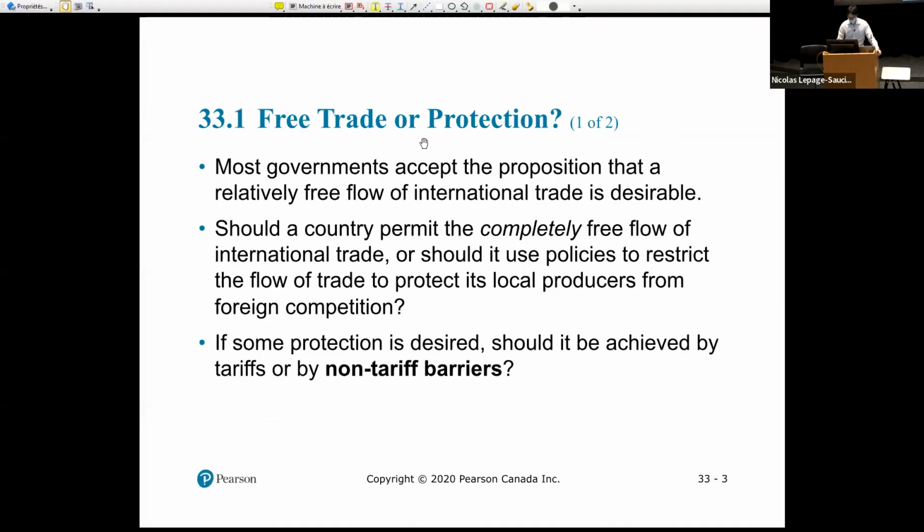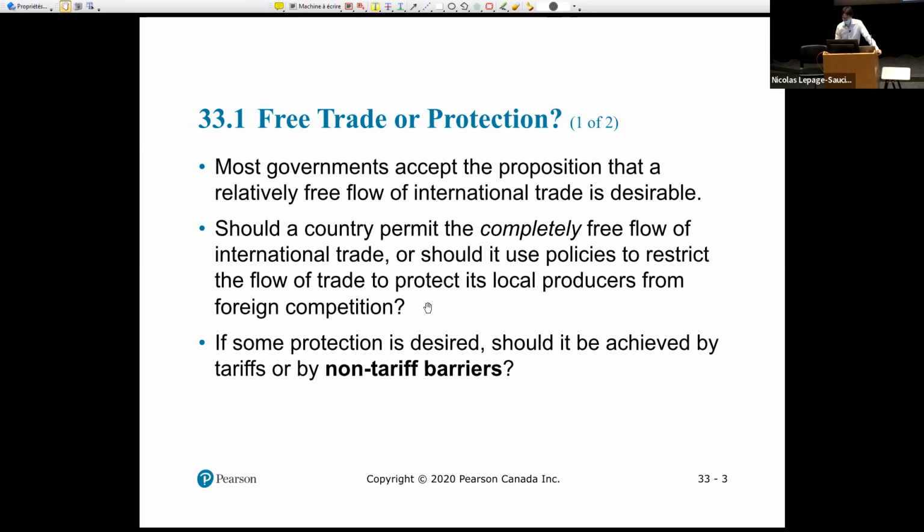Free trade or protection, as we've seen. Trade can be a contentious debate. It makes some people better off, some people worse off. Most governments accept the proposition that a relatively free flow of international trade is desirable. So most, not Trump. Should a country permit the completely free flow of international trade, or should it use policies to restrict the flow of trade and protect its local producers from foreign competition? That's the big question.